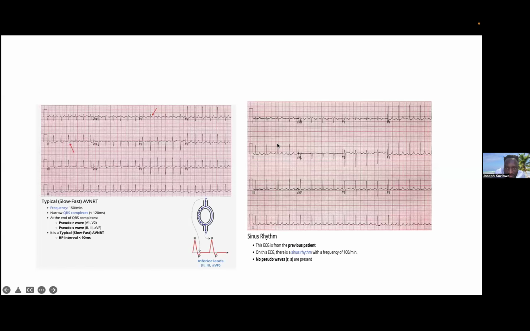If you see in sinus rhythm, this is the RP interval, it's quite long, more than 2 squares. This is 400, this is 200, 200. So that's already 400 plus another maybe 40, 440 milliseconds. That is the RP interval. But if you see here in the pseudo R prime, you have no more than 2 squares, about 80 milliseconds. So typical slow-fast atrioventricular nodal reentry tachycardias have a short RP interval, because you have simultaneous activation of the atria and the ventricles.